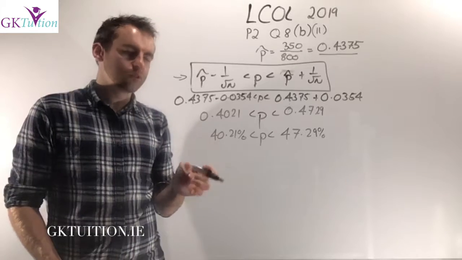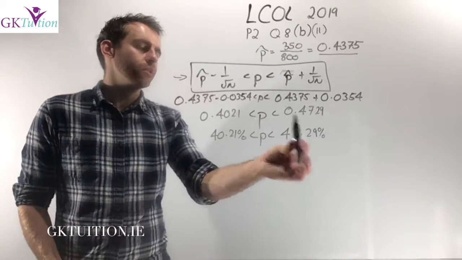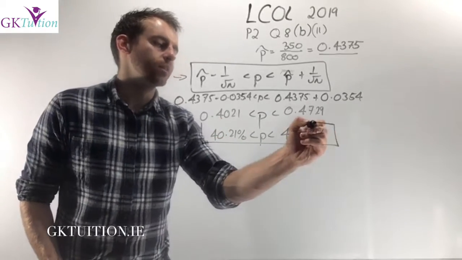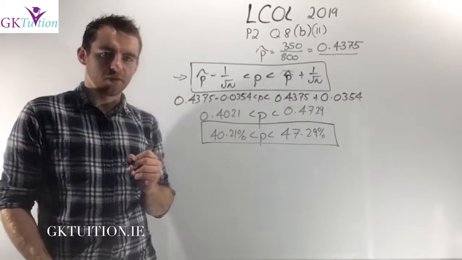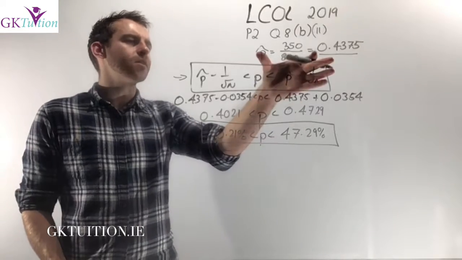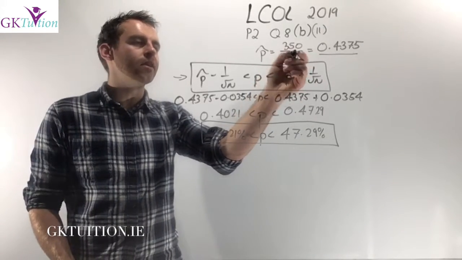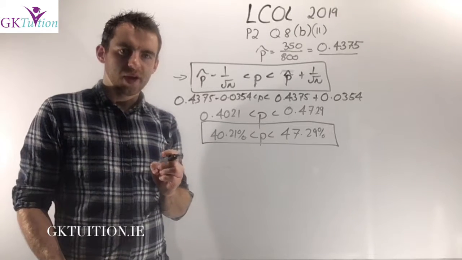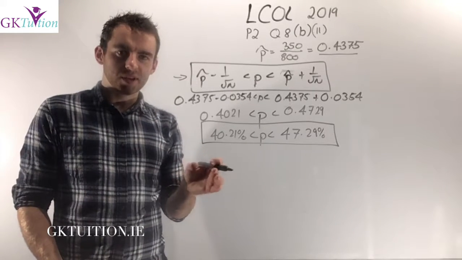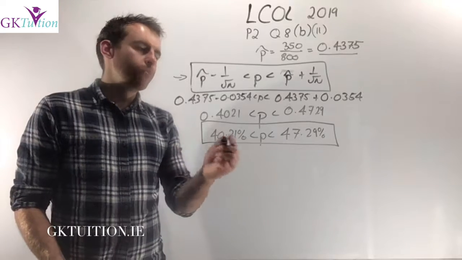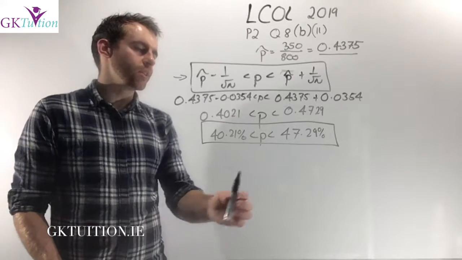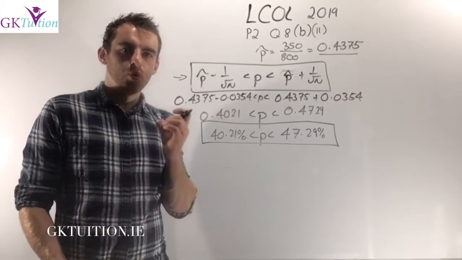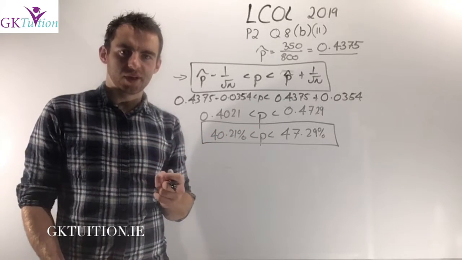Now you can leave your answer as a percentage here. It's 40.21% and 47.29%. It's important you understand what this is. This is a 95% confidence interval. Based on the amount of people that were surveyed and the results of the survey, I can be 95% confident that if we surveyed every single person in this population, between 40.21% and 47.29% of that population would agree with abolishing daylight savings hours.